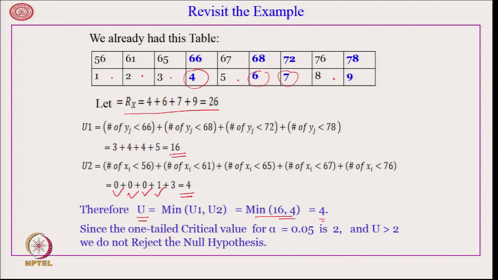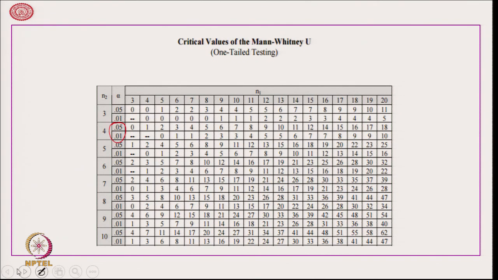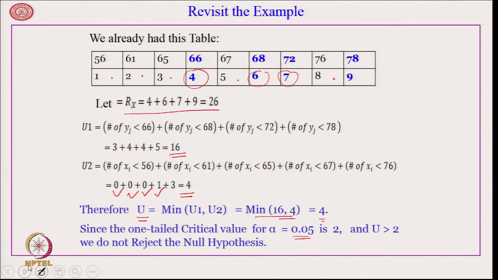So, suppose we are now looking at the one-tailed critical value for alpha equal to 0.05. If we go back to the table for one-tailed, for m and n equal to 5, the value at the 5% level is given as 2. Therefore, since U is greater than 2, we do not reject the null hypothesis.